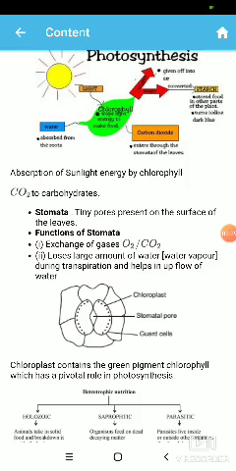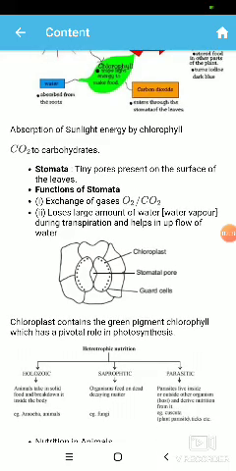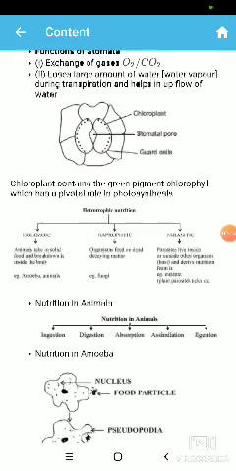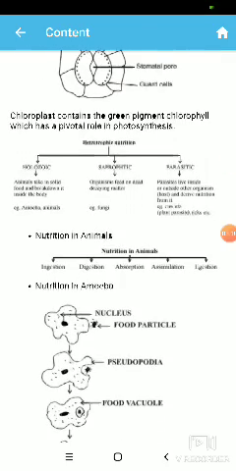Stomata: tiny pores present on the surface of the leaves are known as stomata. There are some functions of stomata: exchange of gases like O2 and CO2. We always give the example that plants give oxygen and take carbon dioxide. So by the tiny pores present on the surface of the leaves, gaseous exchange occurs, and they lose a large amount of water during transpiration and help in the upflow of water. Chloroplast contains the green pigment chlorophyll, which has a pivotal role in photosynthesis.